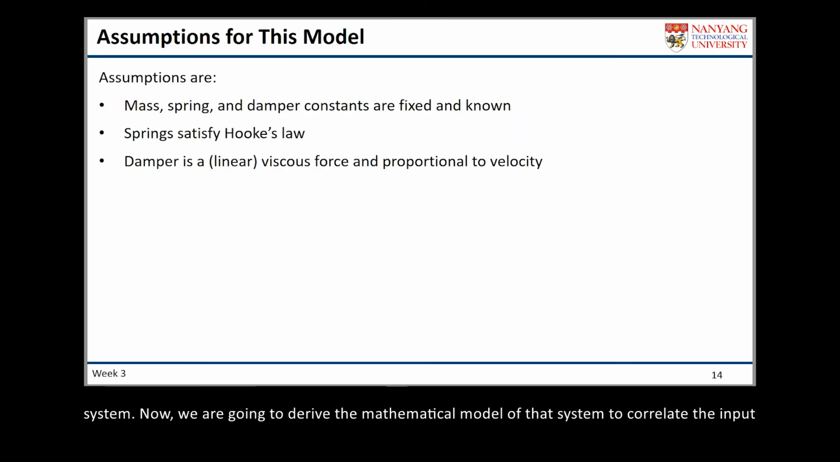Now we are going to derive the mathematical model of that system to correlate the input f and the output x. A few assumptions have to be taken first. The first one, of course, is that you need to know the mass, the spring constant, and the damping coefficient. You need to know all of these values: m, k, and b. The second one, we assume that the spring satisfies Hooke's law.